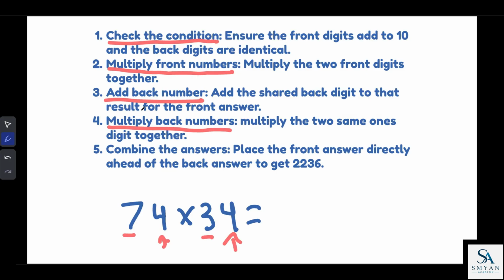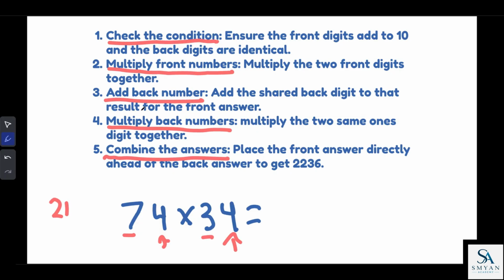Now finally, with the result you got at the start and the result you got by multiplying the back numbers, you combine the answers you got from both. Alright, so let's put that into action and do this practice problem. So, we check the condition. Yes, this works. 7 plus 3 equals 10, and 4 and 4, same number. Now we're going to multiply the front numbers. So that's 7 times 3, we know that's 21.